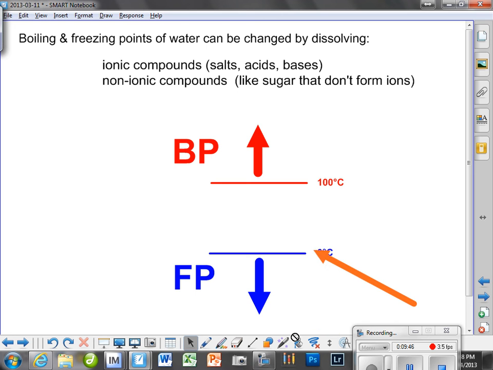So, freezing point is always a downward motion. If I have water with nothing in it, the freezing point will be at 0 degrees centigrade. However, if I increase the number of solutes and put a lot of solutes in the water, the freezing point comes down from 0 as far as it will go with the solute that I choose to put in.